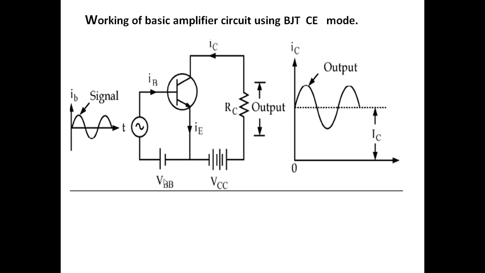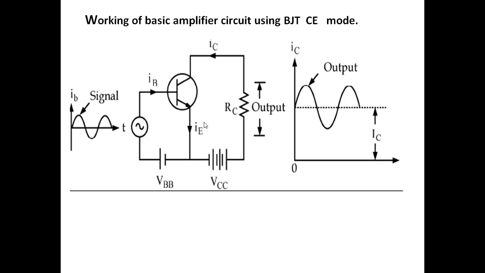VBB provides the forward bias voltage to the input junction of the transistor. VCC provides the reverse bias to keep the collector junction in reverse bias. Like this, these two are called biasing voltages. Next, Vs is the AC voltage. Now our aim is to study this transistor amplifier circuit for small signals. That is, when an AC signal is applied, what will be the output across the load resistor, that is RC? This is our aim.